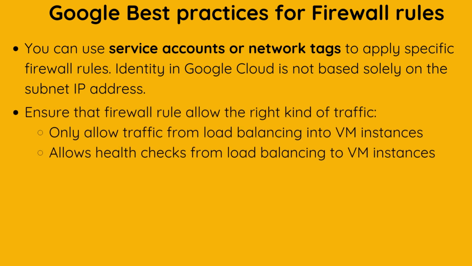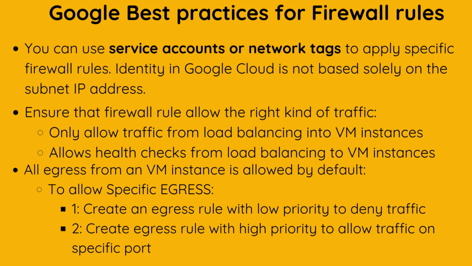Ensure that firewall rules allow the right kind of traffic. Only allow traffic from load balancing into VM instances. Allow health checks from load balancing to VM instances. All egress from a VM instance is allowed by default. To allow specific egress: 1. Create an egress rule with low priority to deny traffic. 2. Create an egress rule with high priority to allow traffic on specific ports.